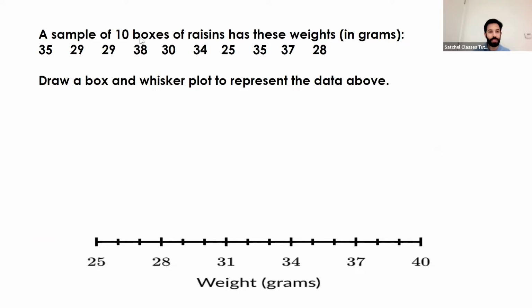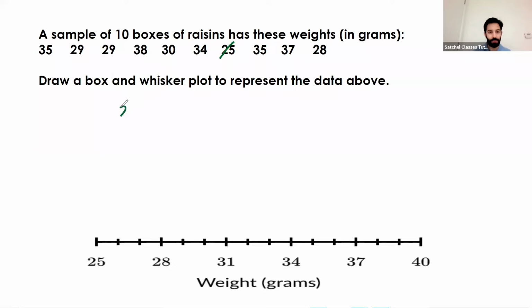Right, so we have another example here. It says a sample of 10 boxes of raisins has these weights. Draw a box and whisker plot to represent the data above. Now, in this case, our data is not ordered in ascending order, so we need to order our data. Let's find our smallest value. So our smallest value is going to be 25.